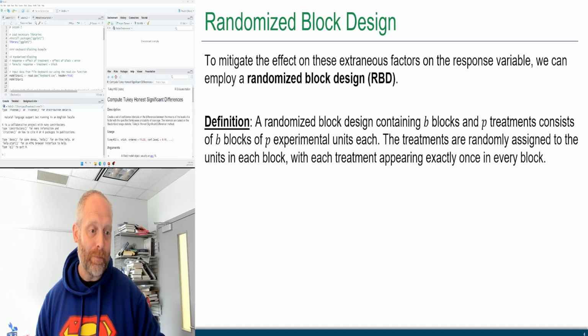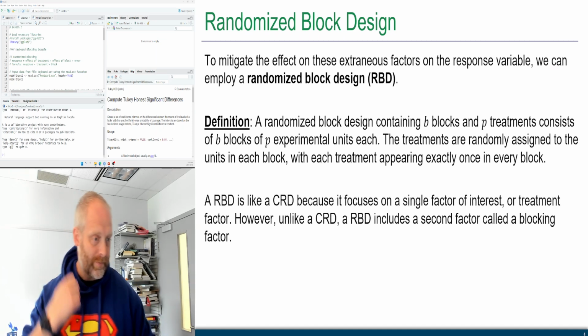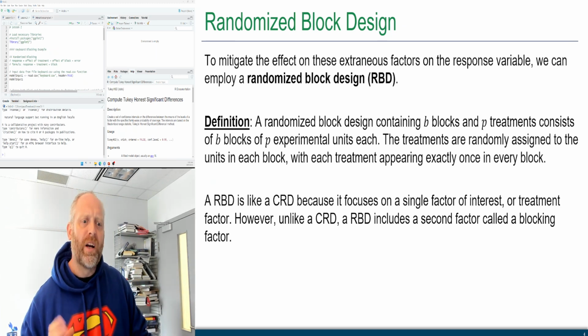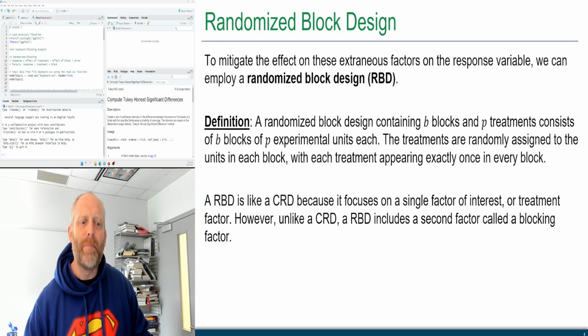Now, how does this help us? Well, we'll get to that point in just a second. But what we're going to be able to do is control that level of variability that we've now added in, that maybe potential inherent bias that the experimental units have.